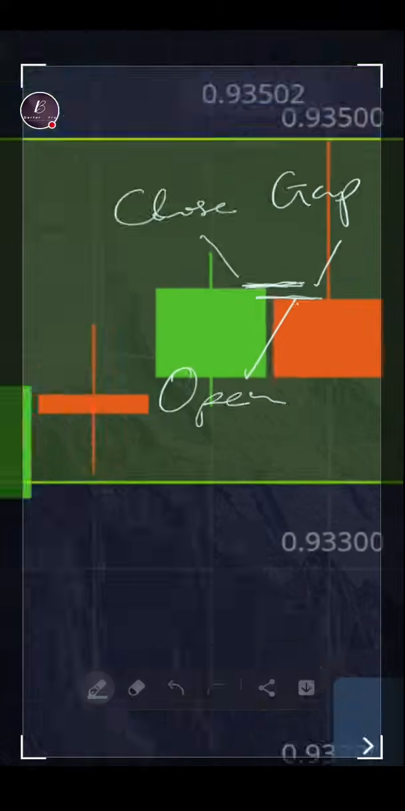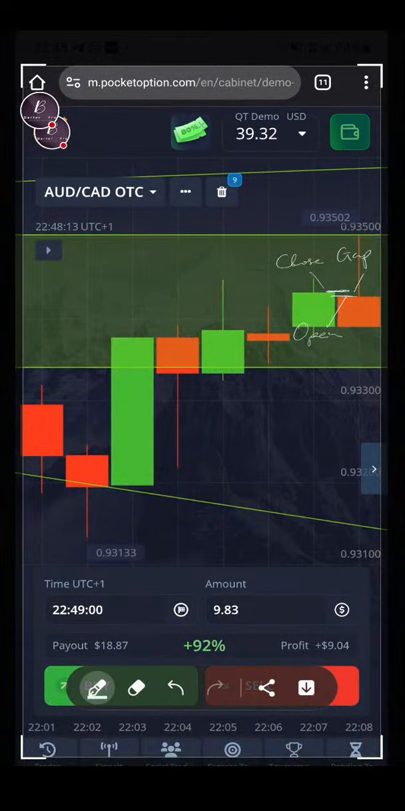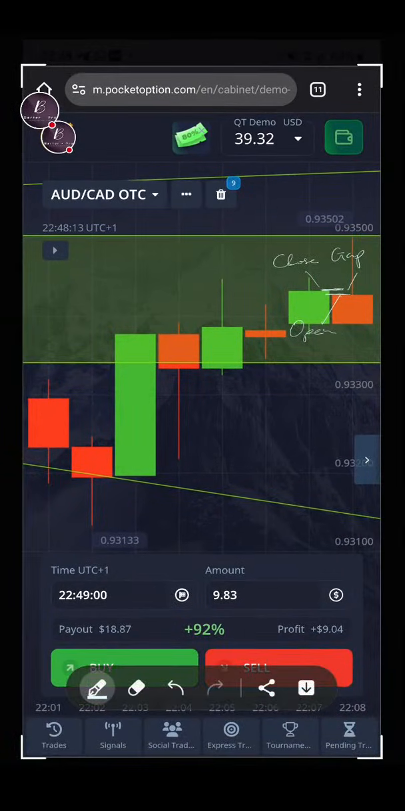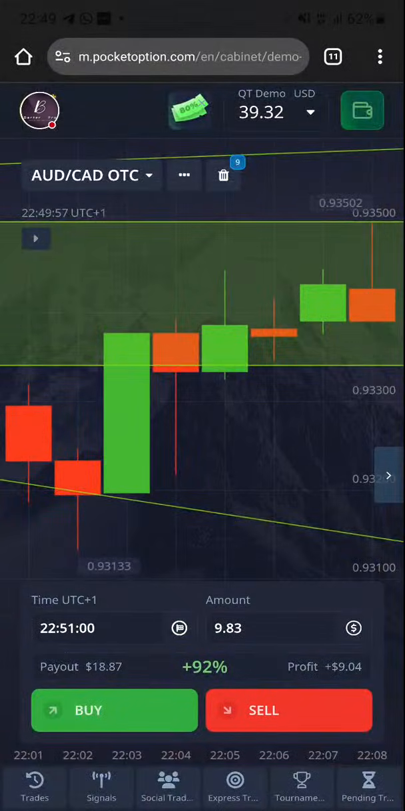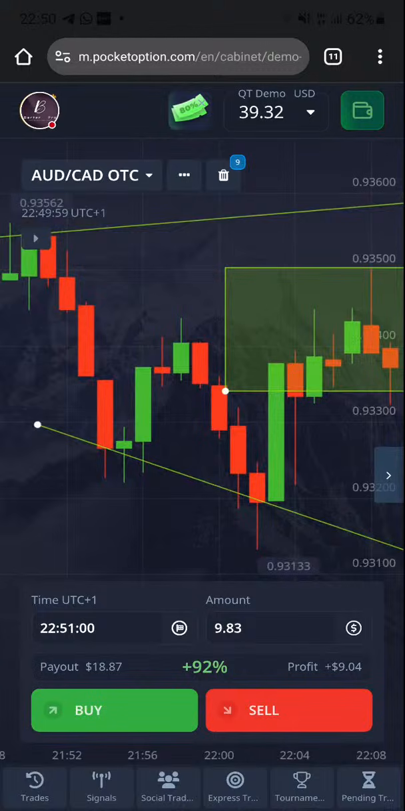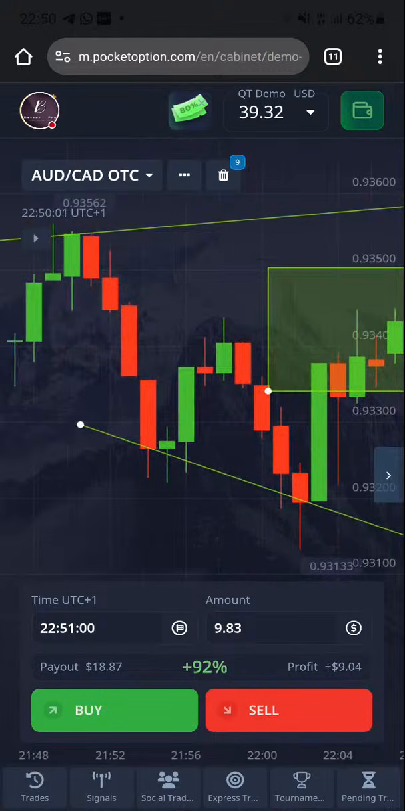Now you see, anytime you see a gap down, it is in favor of the buyers, and anytime you see a gap up, it is in favor of the sellers. It's as simple as that. That's like the easiest explanation for gaps.